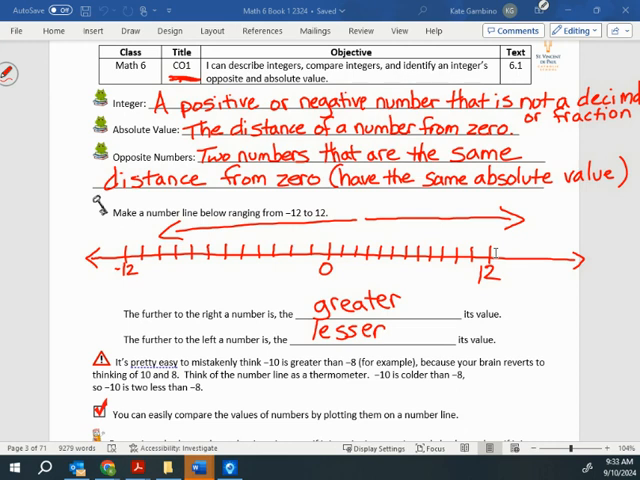It's pretty easy to mistakenly think that -10 is greater than -8 because we think 10 is bigger than 8. Think of the number as that thermometer. Okay, so when we make a number line, it's easy for us to compare those numbers. We can look at those integers, we can look at the absolute values and the opposites using that number line. So we're going to use that number line.